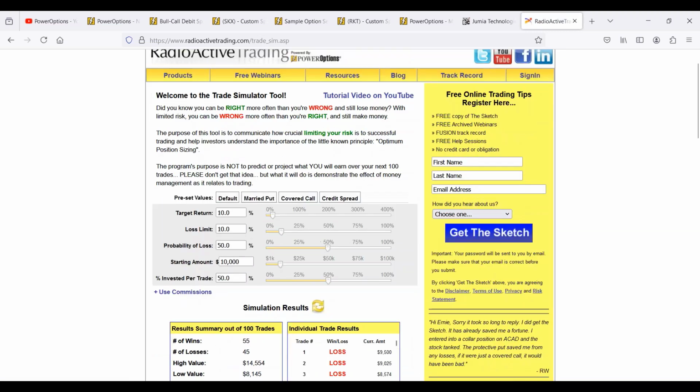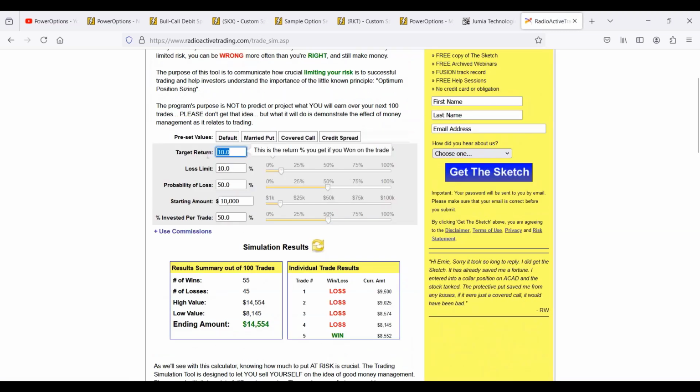What this tool allows you to do is put in your expected target price for your security, the loss limit you're willing to take, and the probability of loss. So if I'm looking at 83% probability, it might probably be a 17% loss. I'm going to start out with a $10,000 account, and I'm going to allocate 33% to each trade. So let me put in 17.6% for that bull call debit spread that we saw.